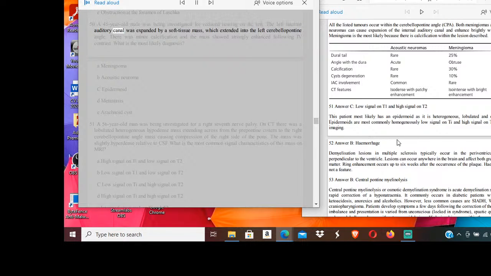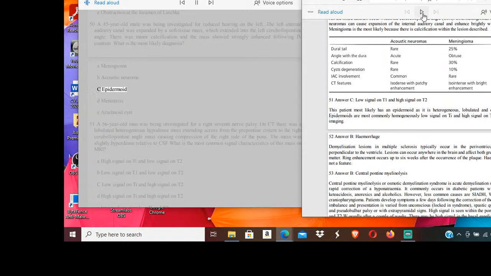50. A 45-year-old male was being investigated for reduced hearing on the left. The left internal auditory canal was expanded by a soft tissue mass, which extended into the left cerebellopontine angle. There was minor calcification, and the mass showed strong enhancement following contrast. What is the most likely diagnosis? A, meningioma. B, acoustic neuroma. C, epidermoid.